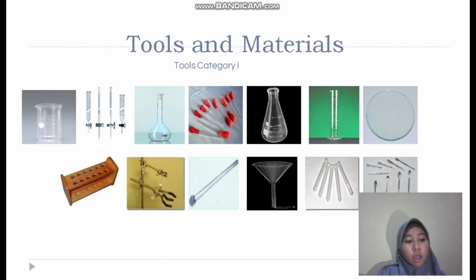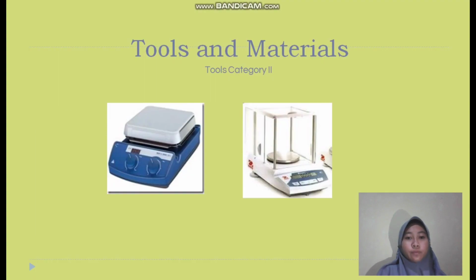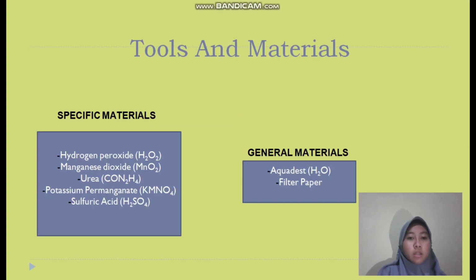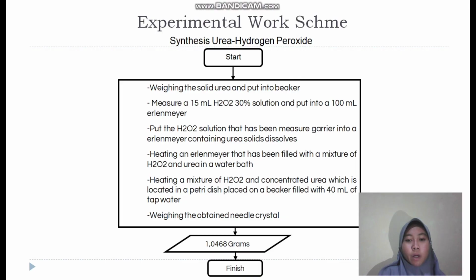The next, materials. Specific materials: hydrogen peroxide, magnesium dioxide, urea, potassium permanganate, sulfuric acid. General material: aqueous, filter paper. The next, experimental work scheme: synthesis of urea hydrogen peroxide.